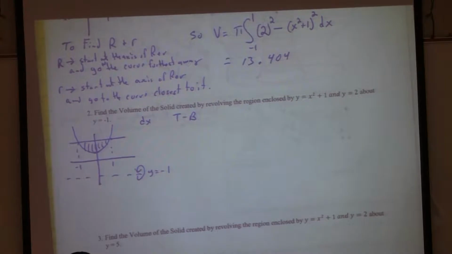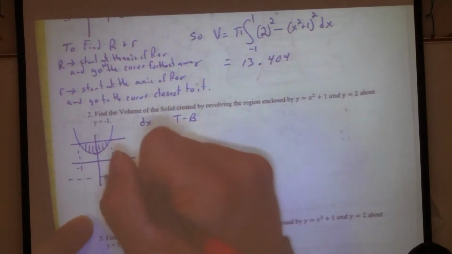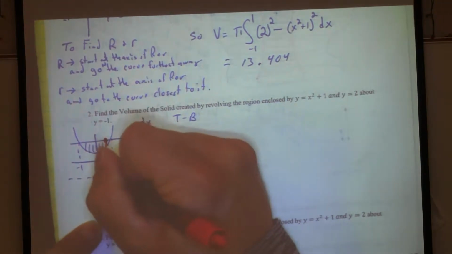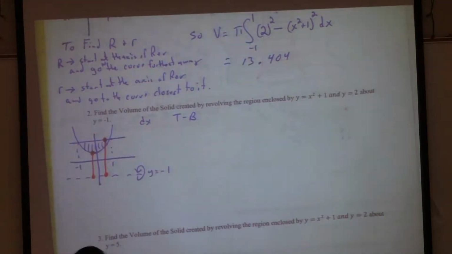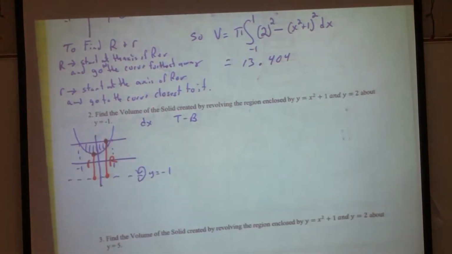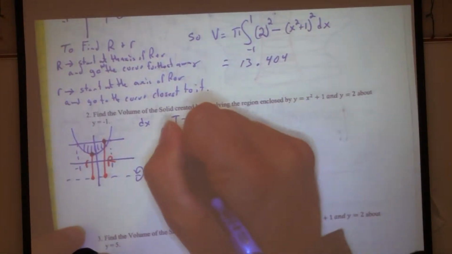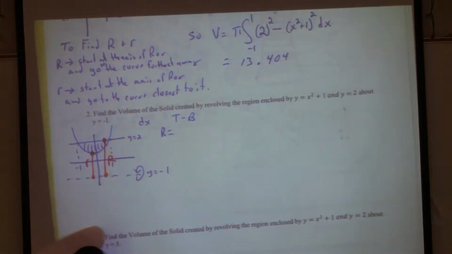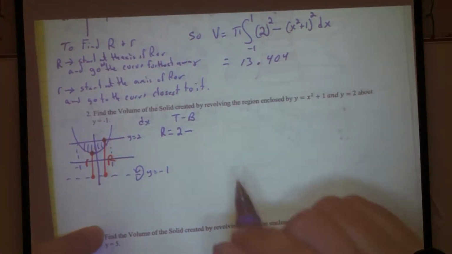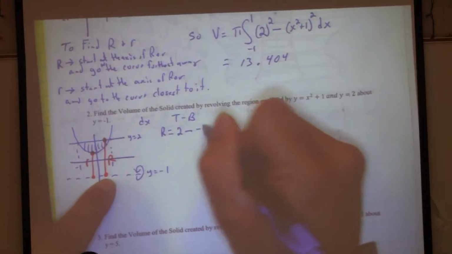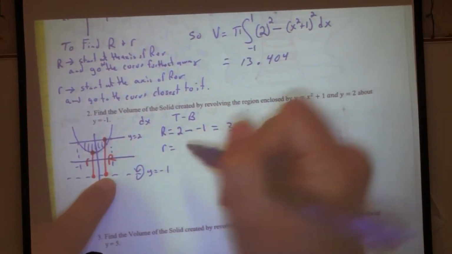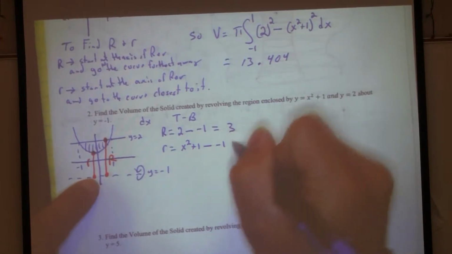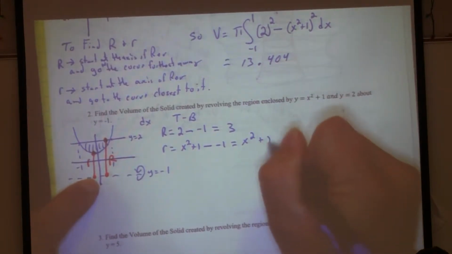So again, where do we start for the radius? Go to your axis of revolution, and you go to the curve furthest away. That's big R. Go to your axis of revolution, go to the curve closest to it. That's little r. What's the top for big R? Remember, this is y equals 2, so it's going to be 2 minus negative 1, which becomes 3. For little r, the top is this curve, x squared plus 1, minus negative 1, so that becomes x squared plus 2.